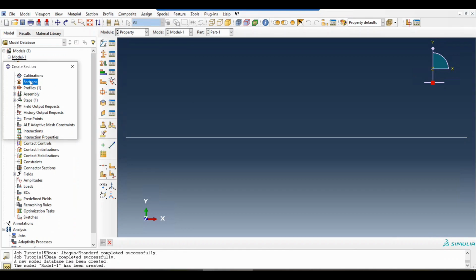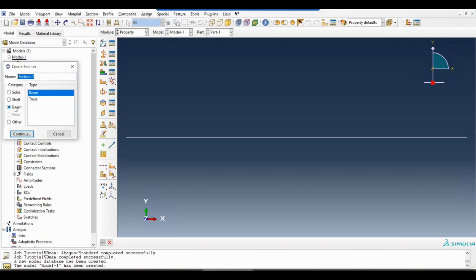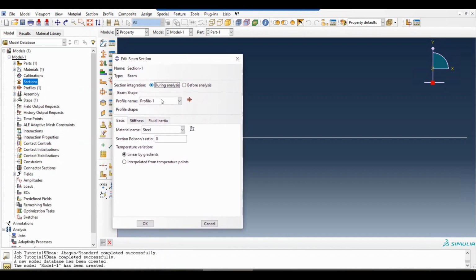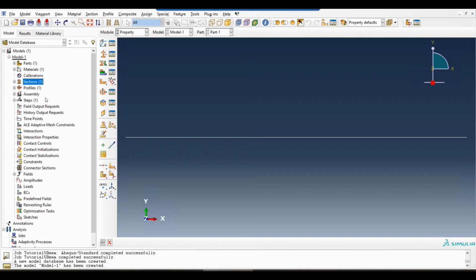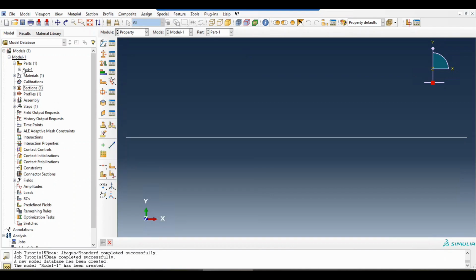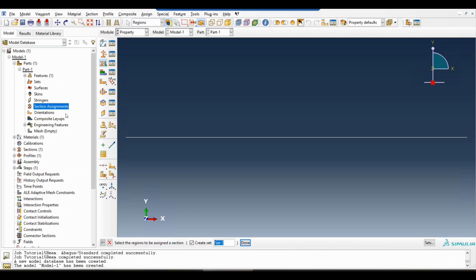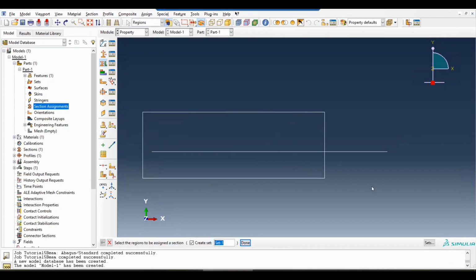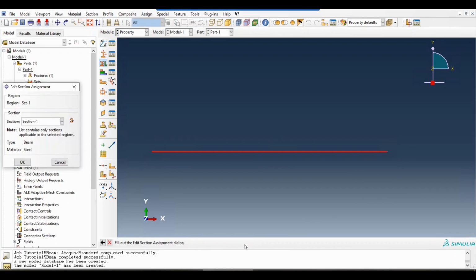Now let's create our section. Our section will be beam. Go to beam again, continue, and then you can select your profile 1. You can assume this to be 0.3. Say OK. Now we have created our section. Now we go to our part and assign our section. So you can select all of the beam, say done, select section 1, say OK.